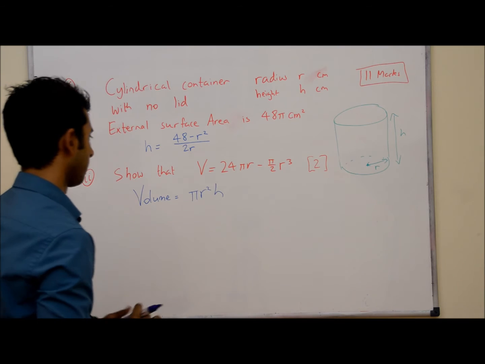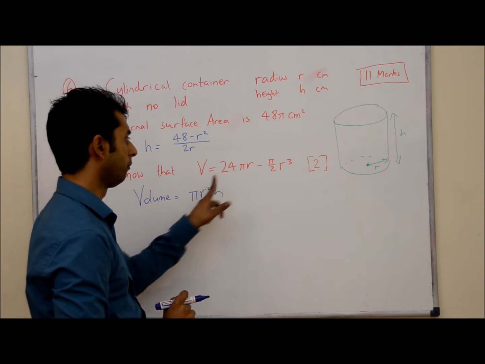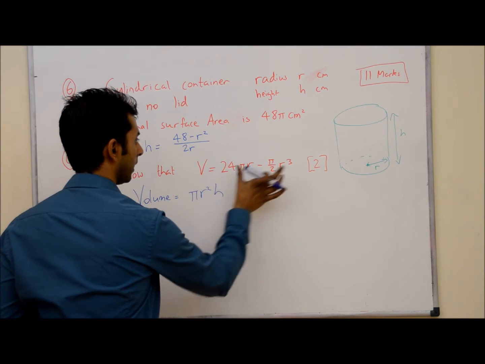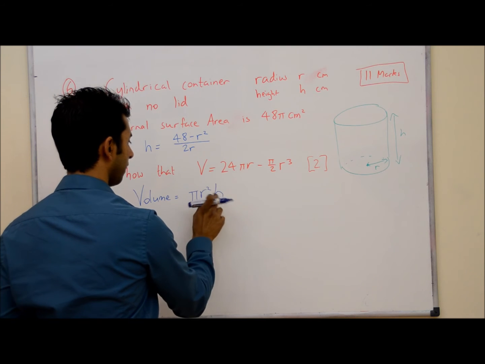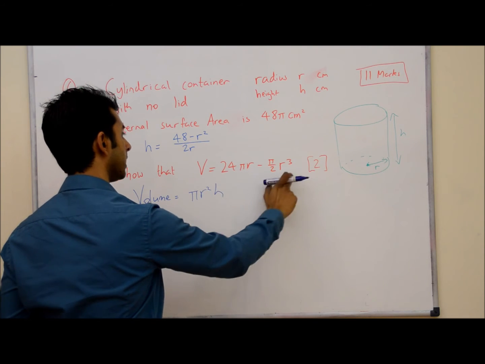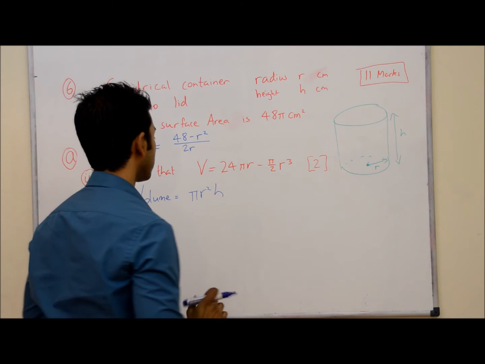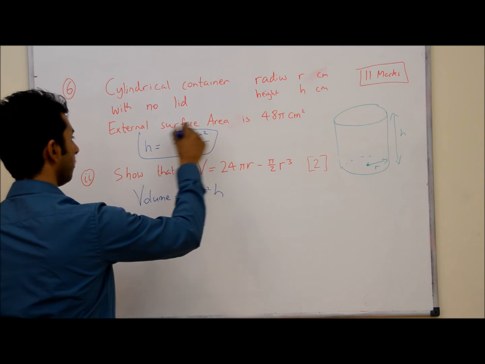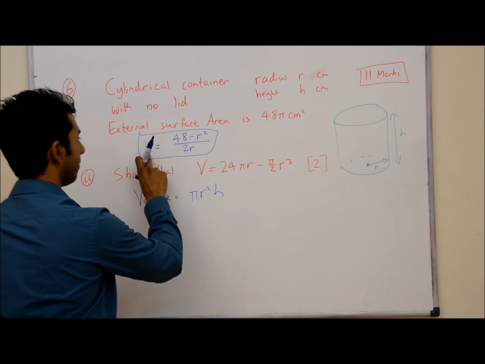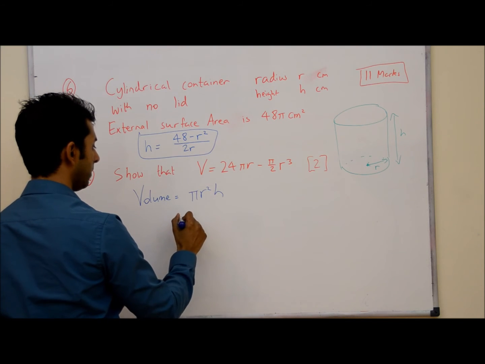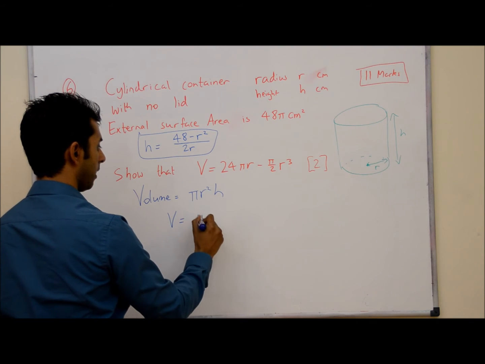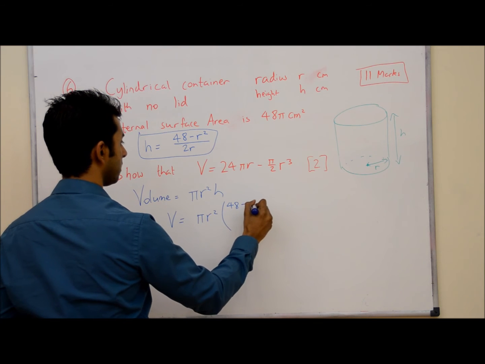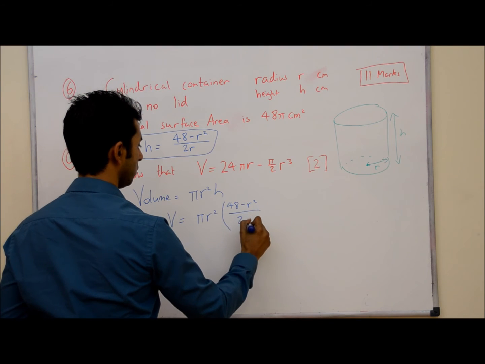So we've got this. Now this is the formula we've got for the volume. This is the formula we need to show. Now the main difference between this formula and this one is that we have an h, and in the answer that we need to get, we don't have an h. So we need to eliminate the h. And the way we do this is we use our answer from earlier. So if we replace h with this, we will eliminate the h. So V will equal pi r squared times 48 minus r squared over 2r.